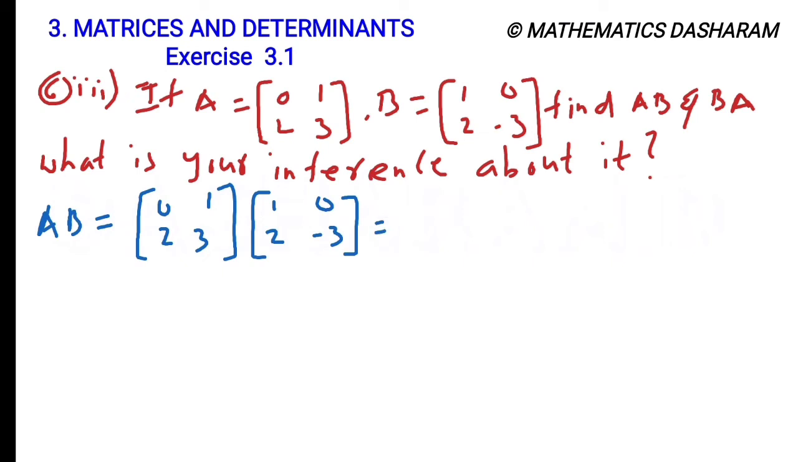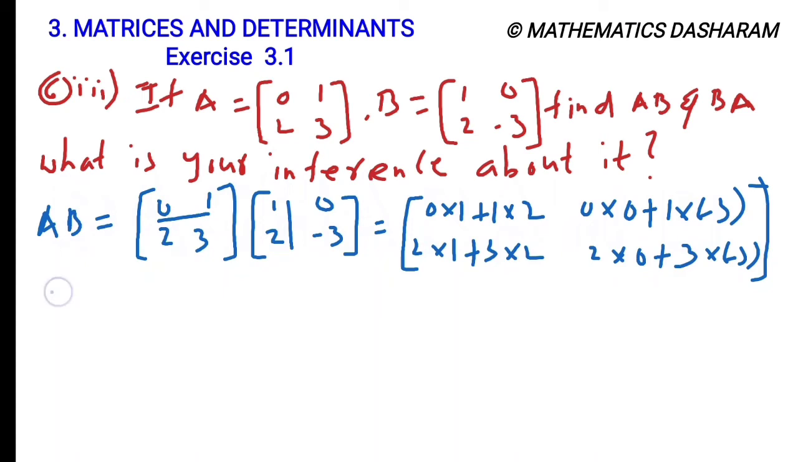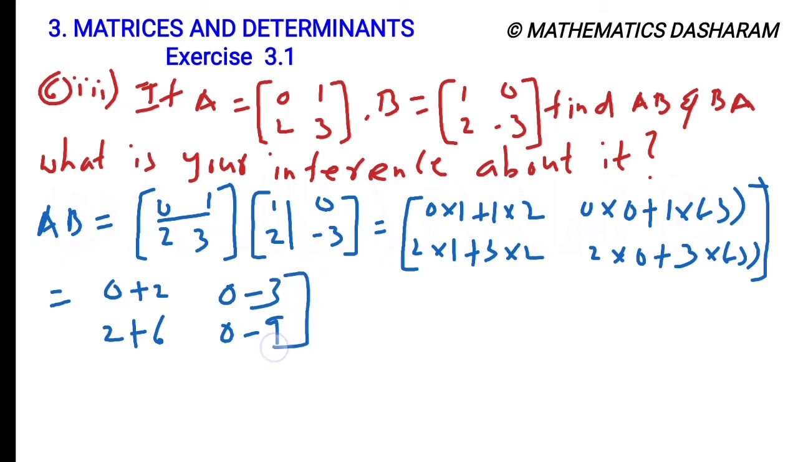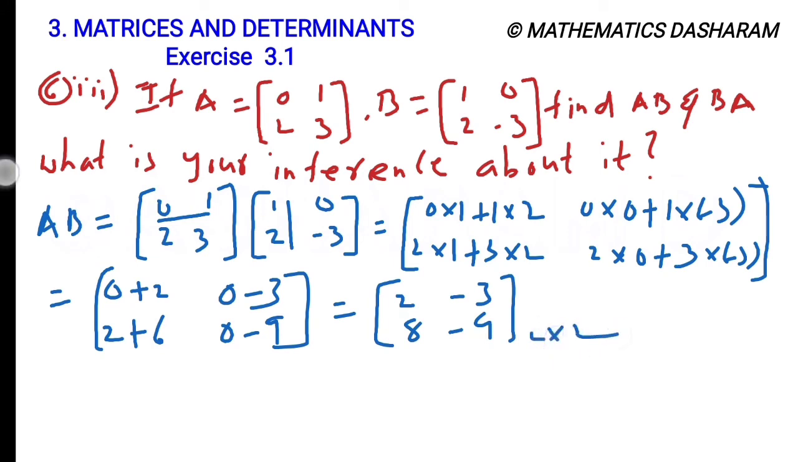So here number of columns in the first matrix is equal to number of rows in the second matrix, so then product is possible. So here first of all, first row, first column, 0 into 1 plus 1 into 2. So let's simplify now. 0 into 1 is 0 plus 2, 0 minus 3, 2 plus 6, 0 minus 9. So then its simplification is 0 plus 2 is 2, minus 3, here is 8, and here is minus 9. Its order is 2 by 2.